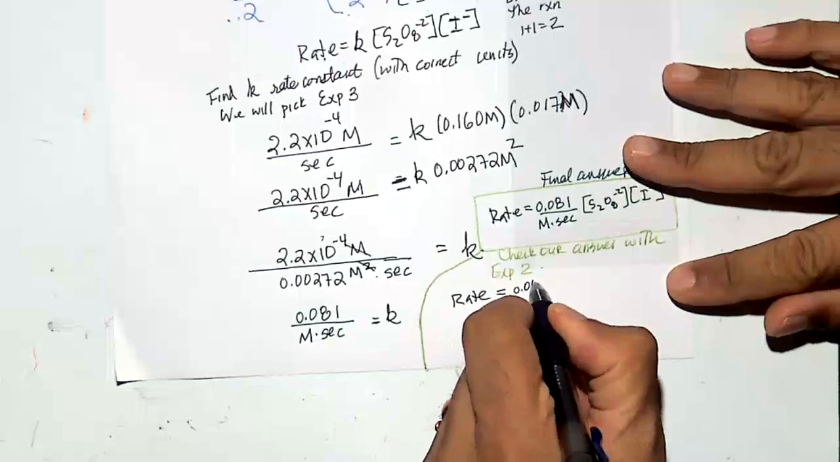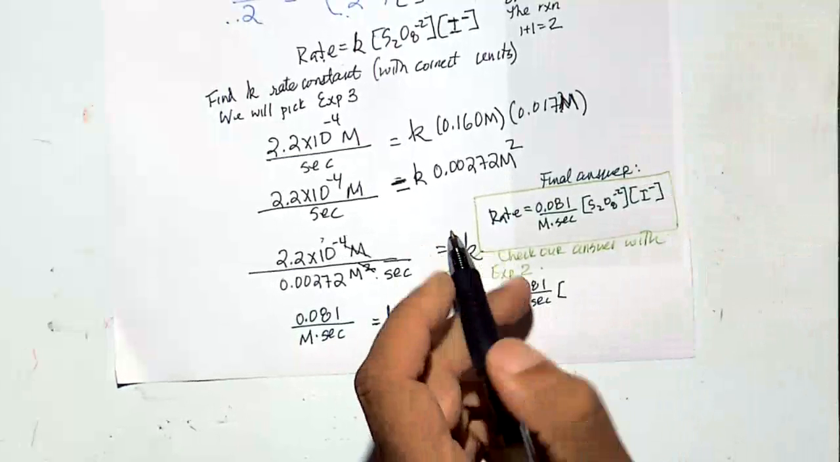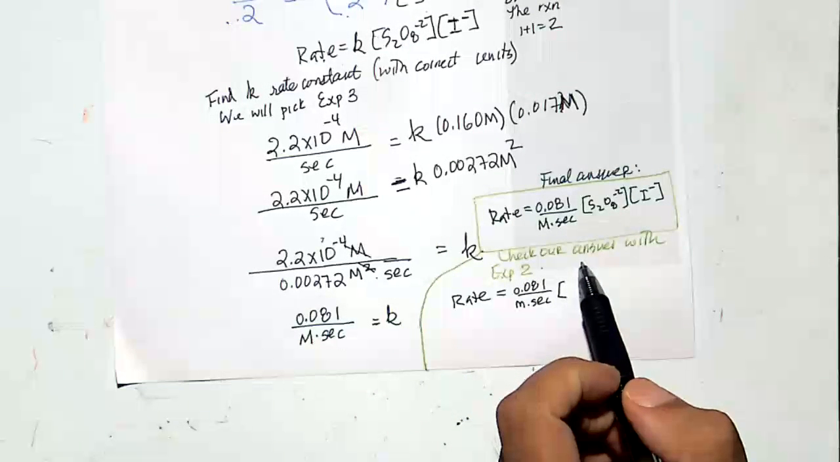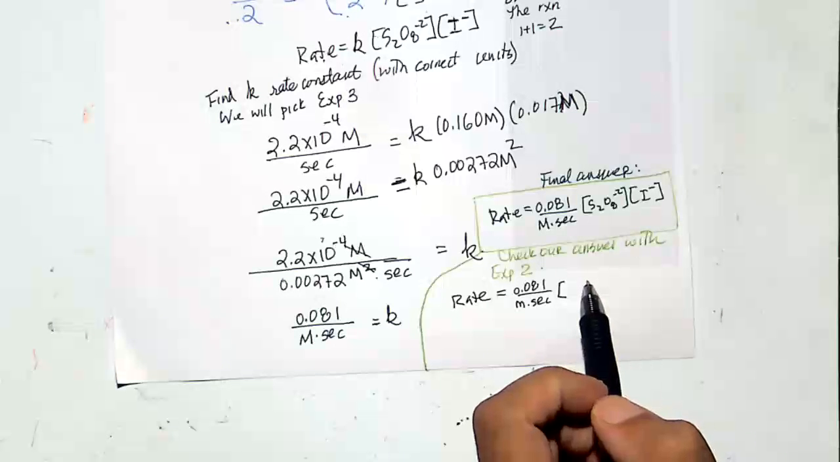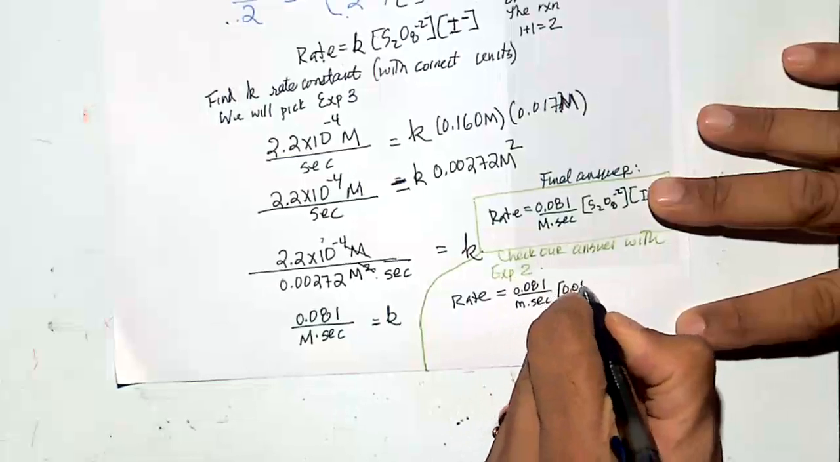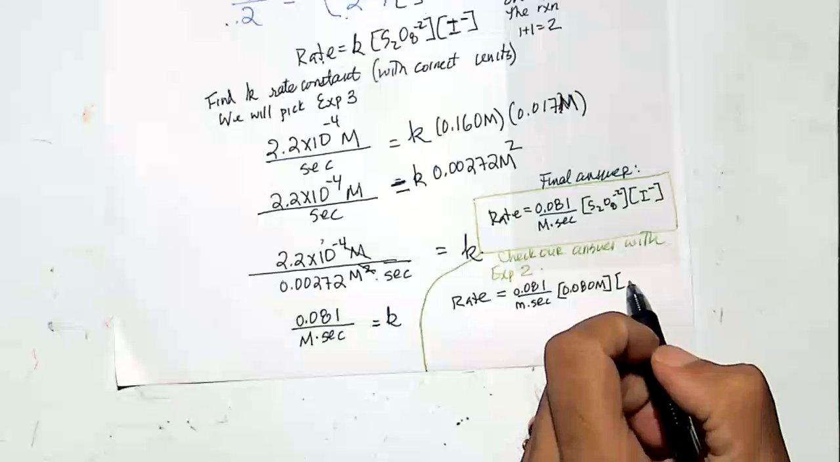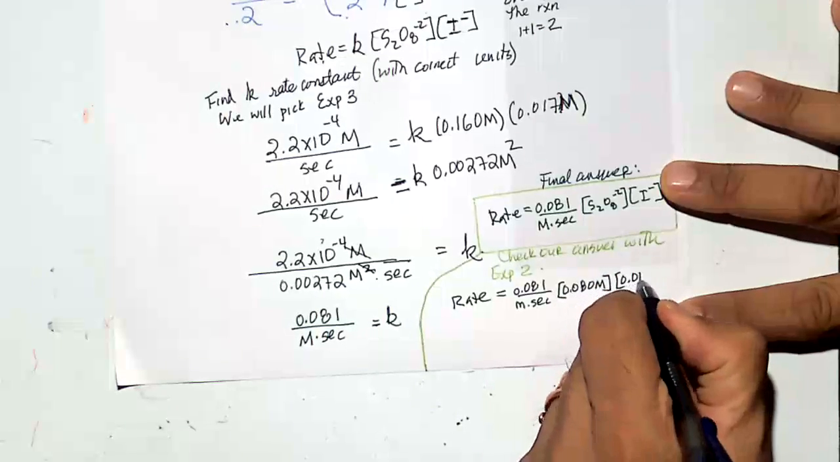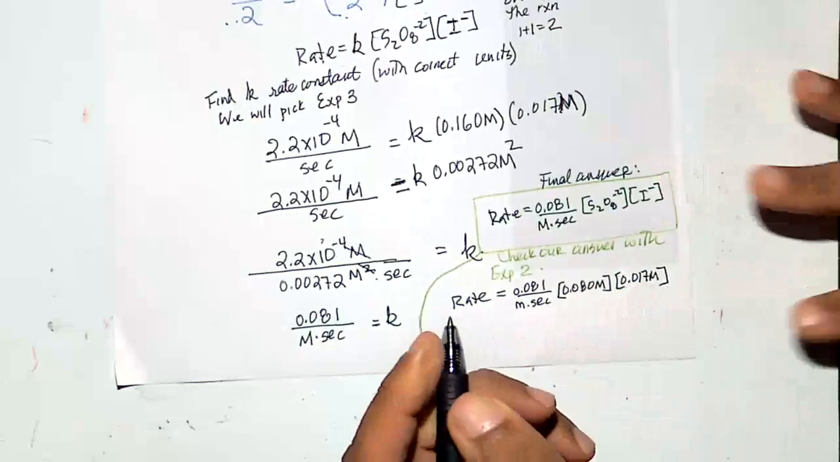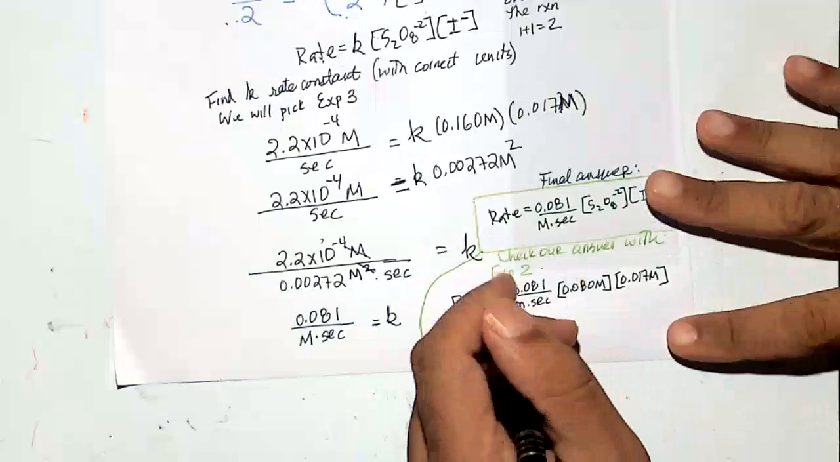All right, we have 0.081 molar seconds in the denominator. What is S2O8 2 minus for experiment 2, Leslie? 0.080 M, okay, raised to the power of 1. And what about I minus? 0.017 M raised to the 1 power. Correct.